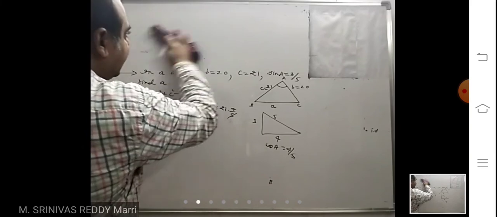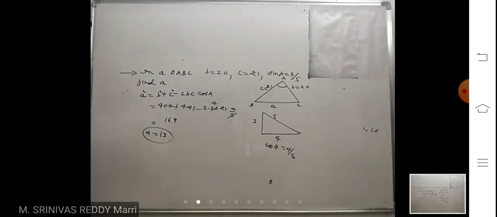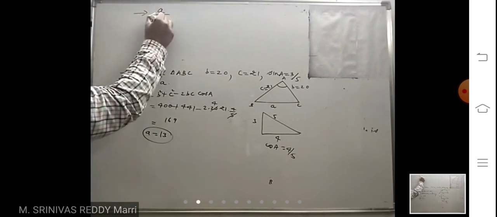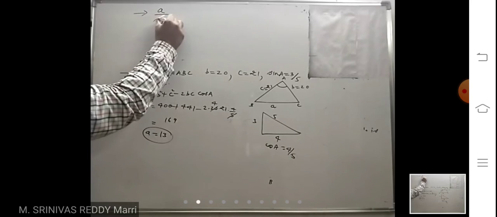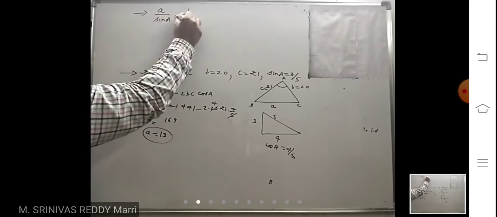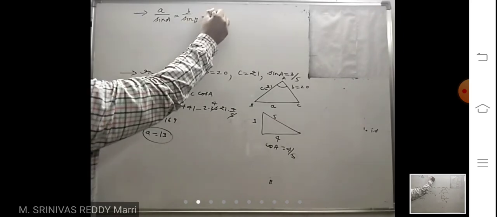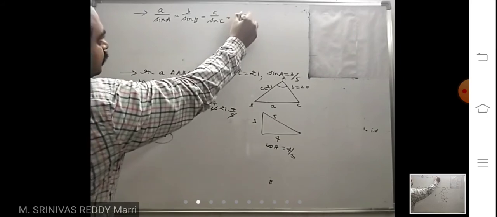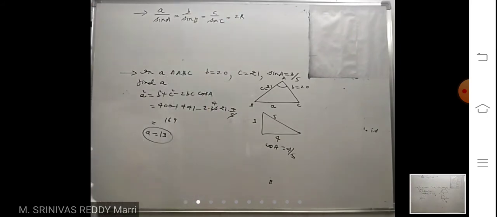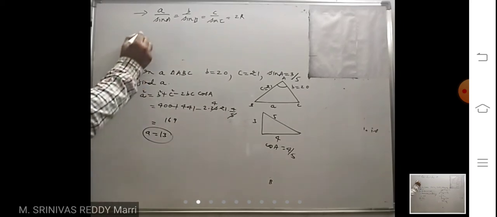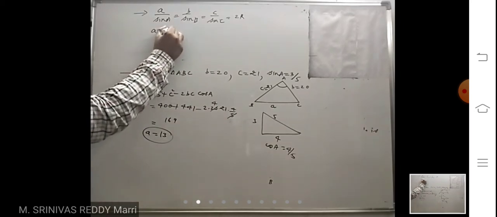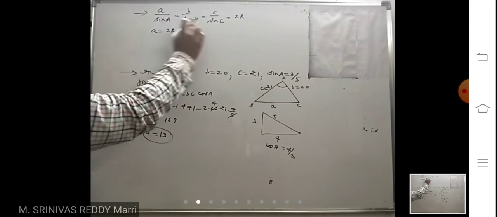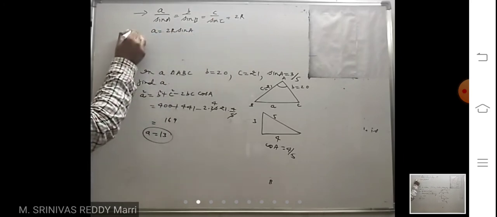In sine rule, we have seen sine rule. Again, come back to sine rule. What does sine rule state? What sine rule states is a/sin A = 2R. Equate this and this sum: a is what? a = 2R sin A.